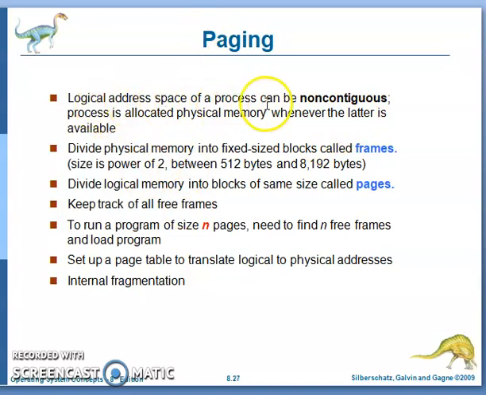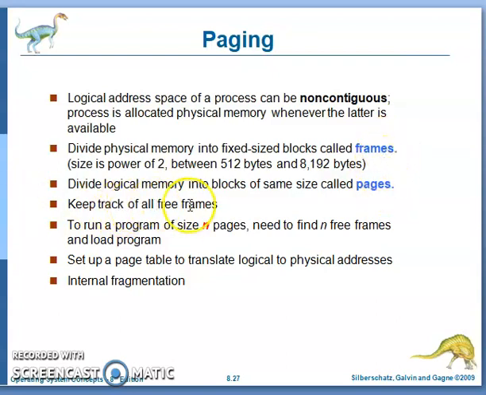The logical address space of a process can be non-continuous. Divide physical memory into fixed size blocks called frames. Physical memory can be divided into a number of frames, and those frame sizes are a power of 2, in general 512 bytes to 8 KB. And divide logical memory into pages. Your program can be divided into pages, and main memory into a number of frames. The one condition is that frame size is equal to page size. Page size and frame size are both equal.